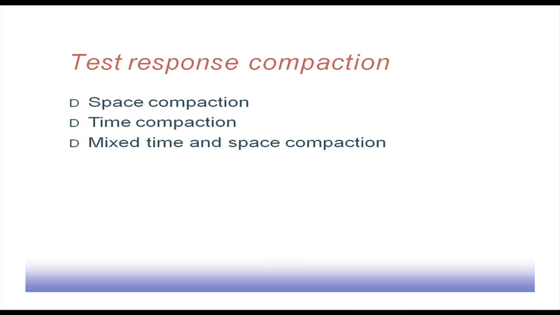So, this response compaction can be done in 3 different modes: we can have space compaction, we can have time compaction, or we can have some mixed mode of compaction. So, space compaction: if a circuit has got 100 bits as output, then there is no point keeping all the 100 responses in the signature part. So, we need to store only a few of them, so that maybe we can do some reduction. So, that is the space compaction.